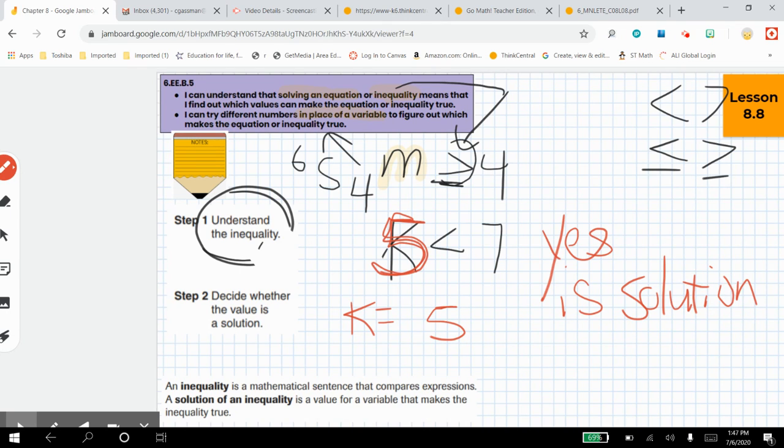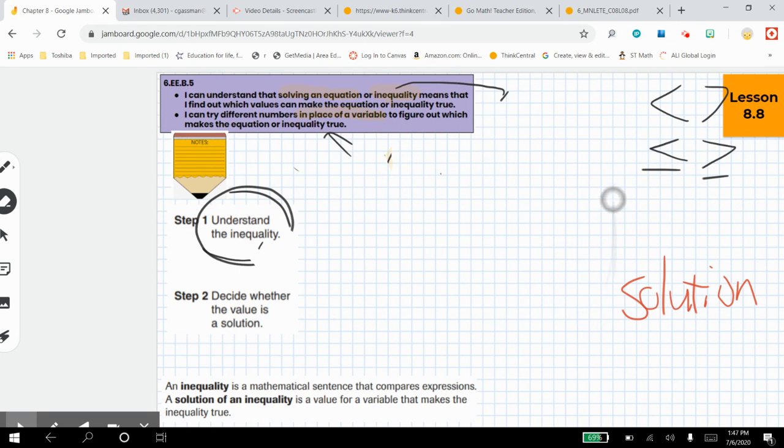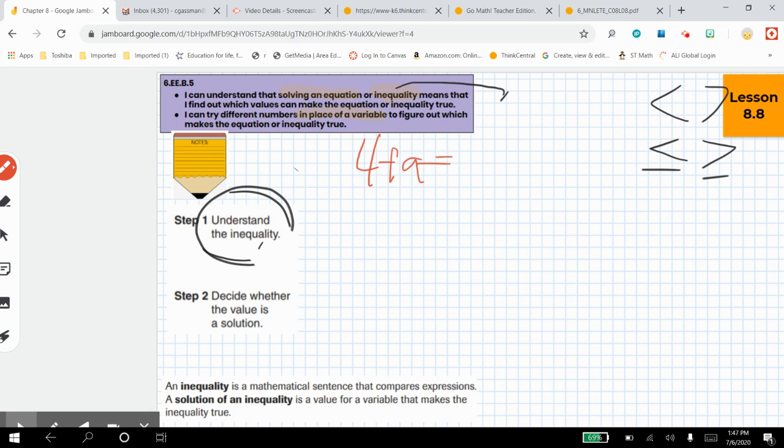Are you following me so far? We're just going to literally be substituting. It's that simple, okay? That simple. All right. Once we understand our inequality, then we can start seeing if it's true or not. Okay. So let's take another one here. Let's take something else. You might have a statement like 4 plus A equals, or no, let's not do equals. My bad, because we're doing inequalities, not equal signs.